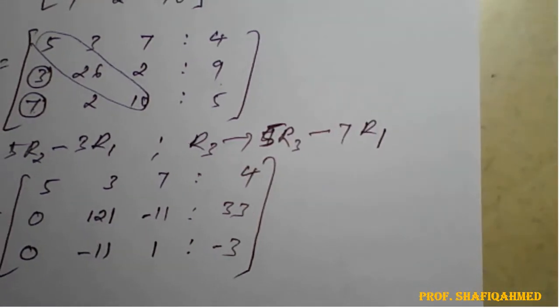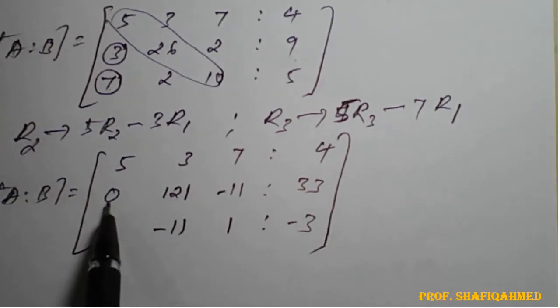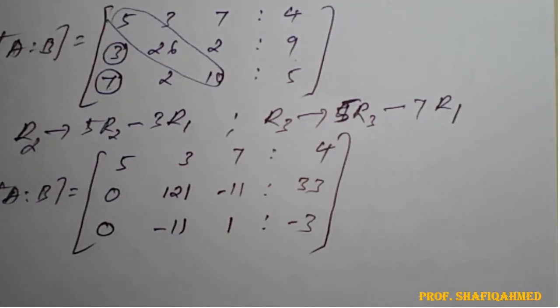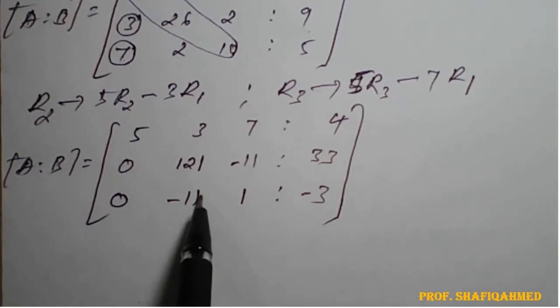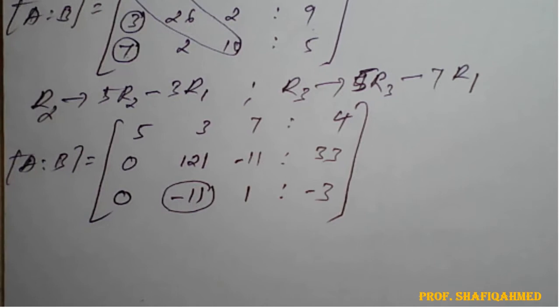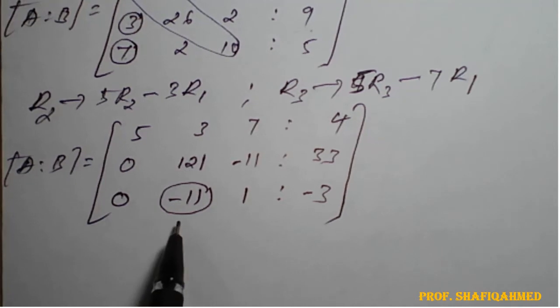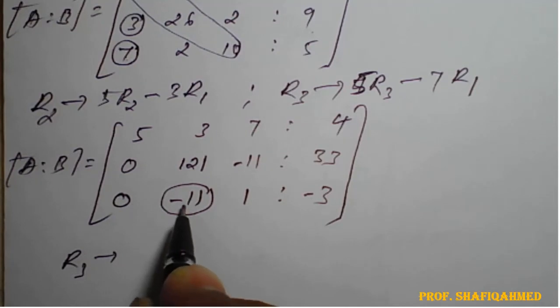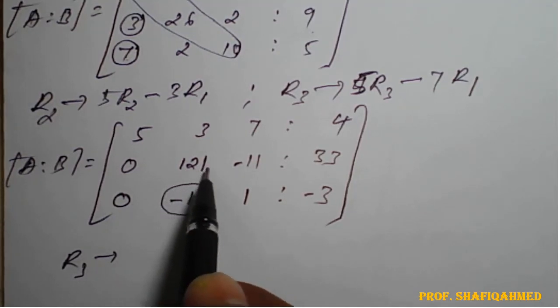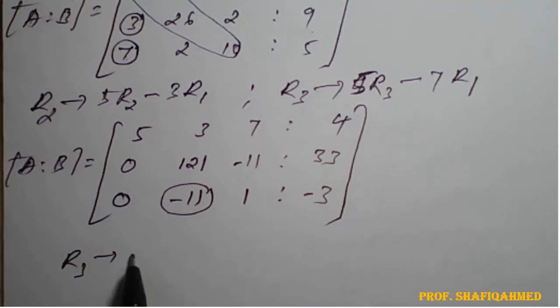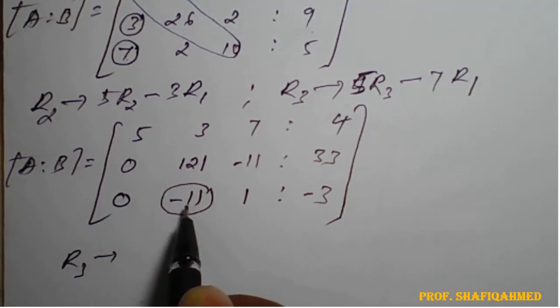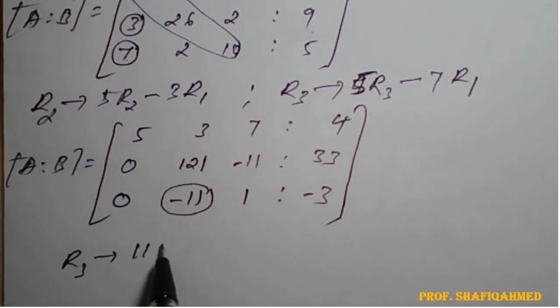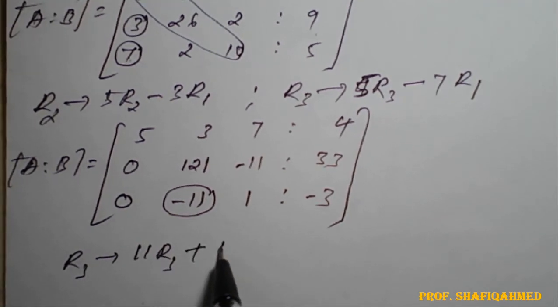So we got this element now. So we have made second row first element 0, third row first element 0. So once we got this, then next target is we need to make this minus 11 0. So to make this 0, what I will do here, on R3, we'll need to subtract or add with row 2 only. So on R3 what shall we do here? So it will be 11. So 11 into R3 plus R2.